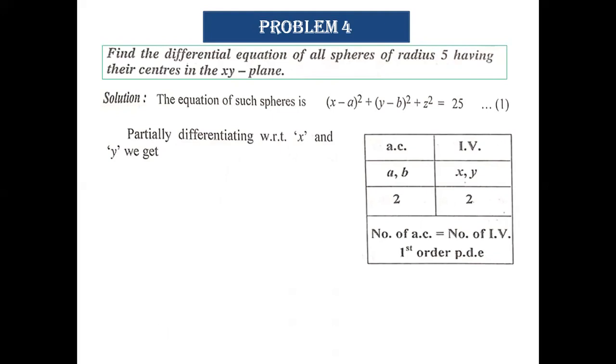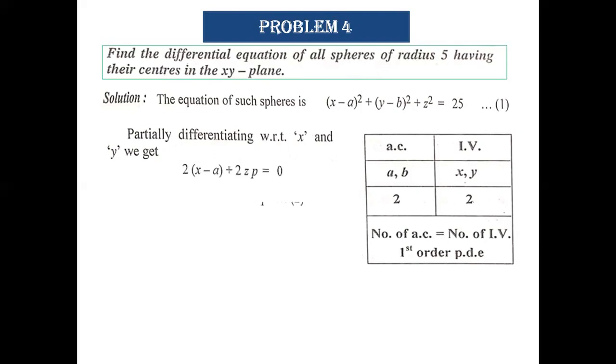We know that the equation of the sphere is (x minus a) whole square plus (y minus b) whole square plus z square equal to 5 square, because the center is in the xy plane. So that's why I write (x minus a) whole square plus (y minus b) whole square plus z square equal to 5 square. Equation 1 is partially differentiated with respect to x and y.